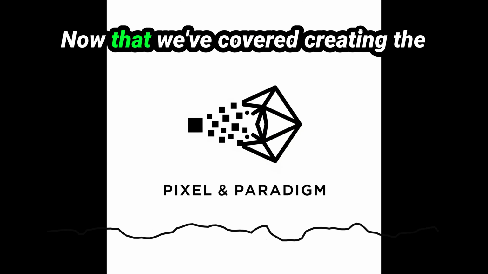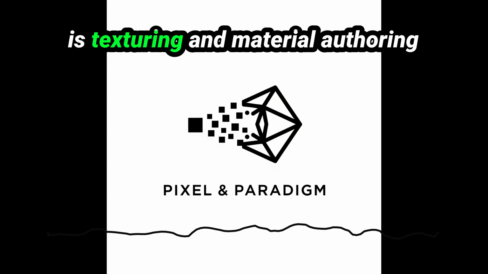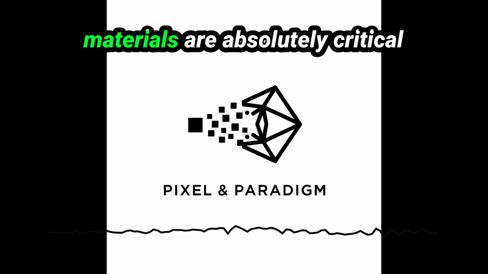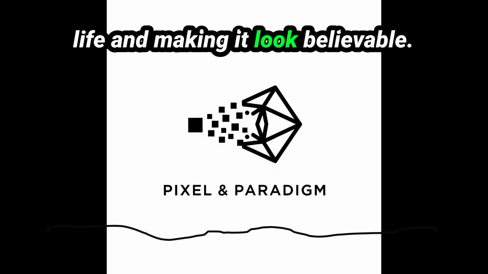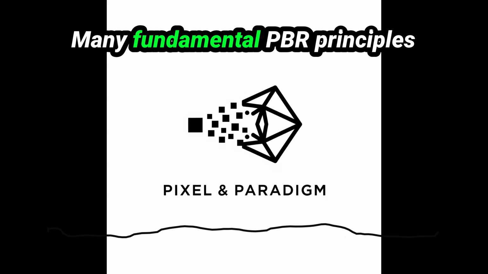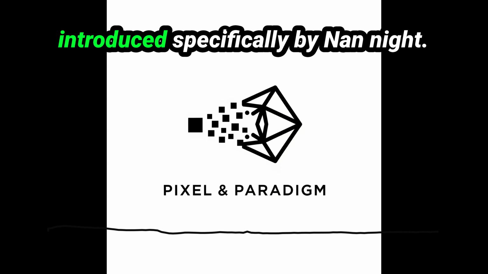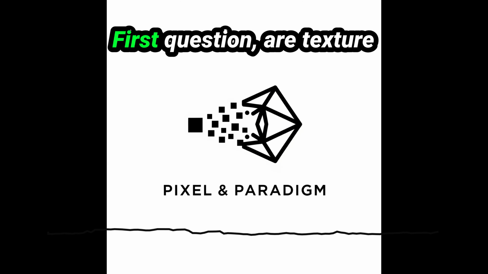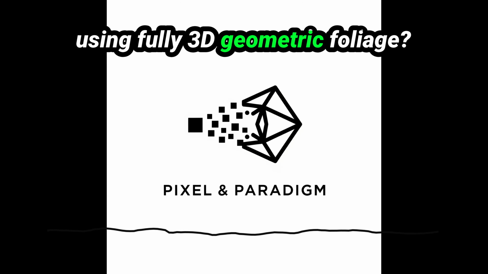Perfect. Now that we've covered creating the actual geometry, the next vital step is texturing and material authoring. Materials are absolutely critical for bringing Nanite foliage to life and making it look believable. Many fundamental PBR principles still remain, of course, but there are definitely new considerations introduced specifically by Nanite. First question. Are texture atlases still relevant if we're using fully 3D geometric foliage?